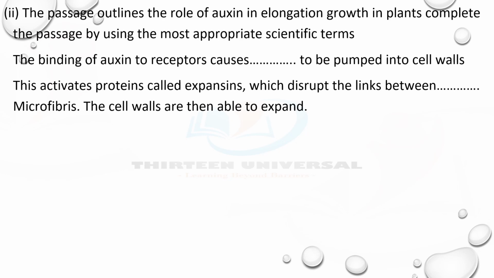That is it, guys. This passage outlines the role of auxin in elongation growth in plants. Complete the passage by using the most appropriate scientific term. The binding of auxin to receptors causes hydrogen ions to be pumped out into the cell wall. This activates proteins called expansins, which disrupt the links between cellulose microfibrils. The cell walls are then able to expand. So protein and cellulose microfibrils.